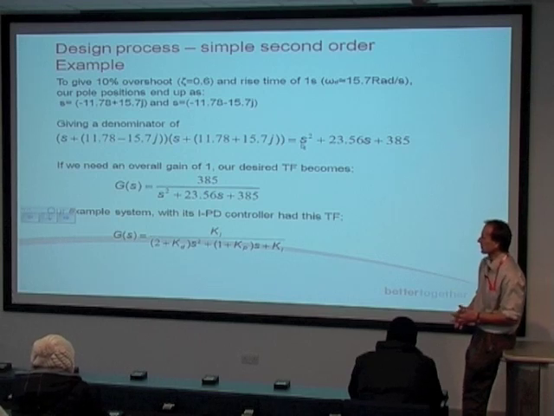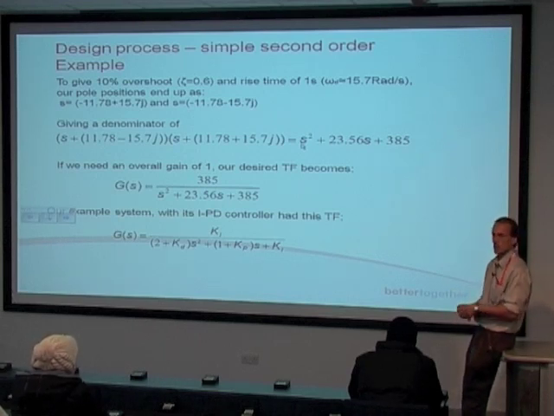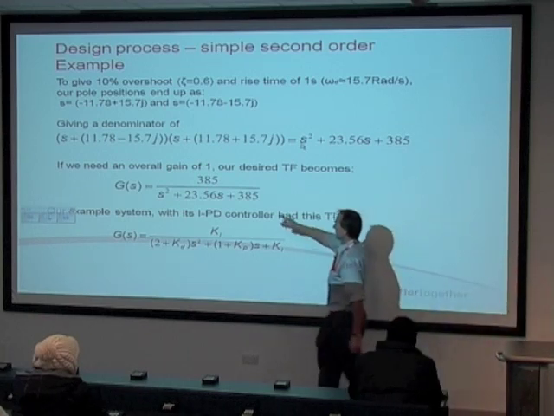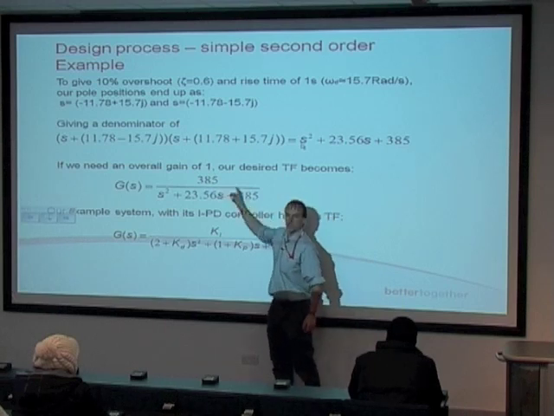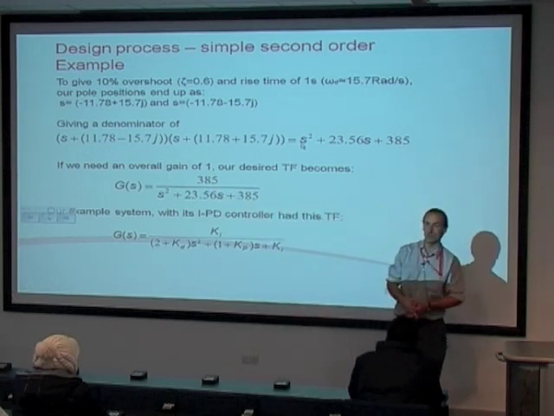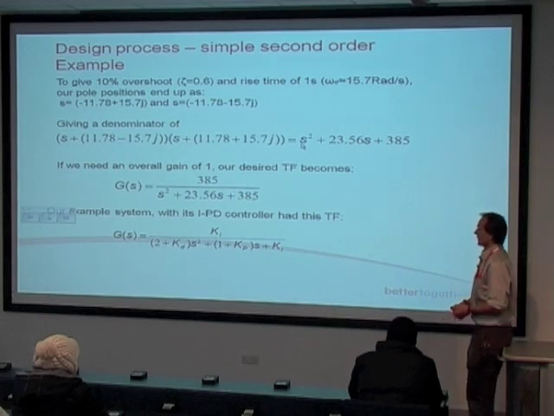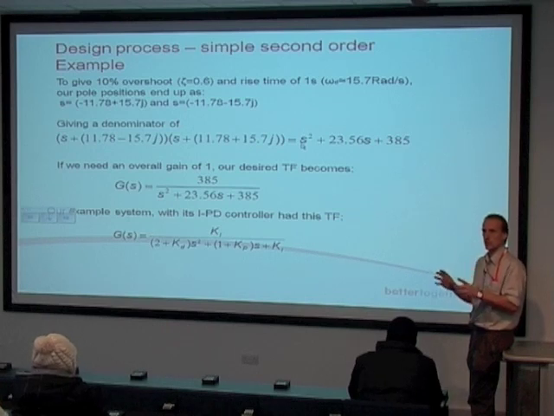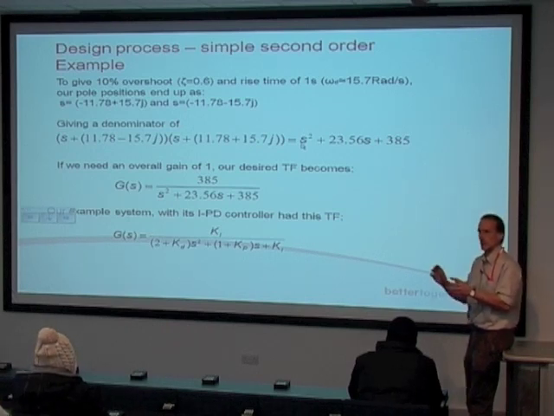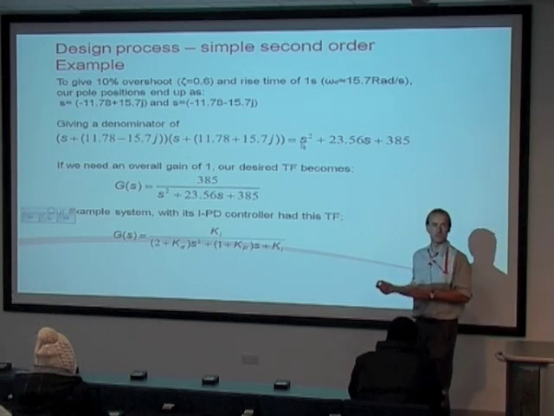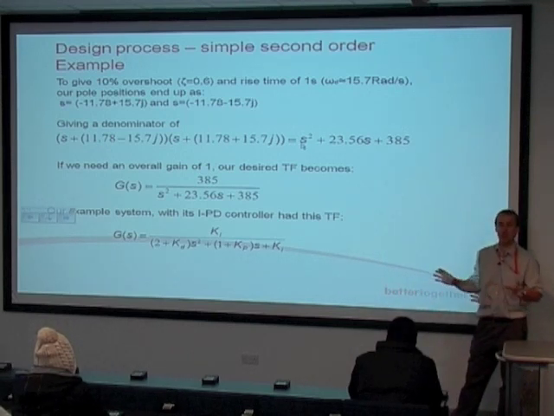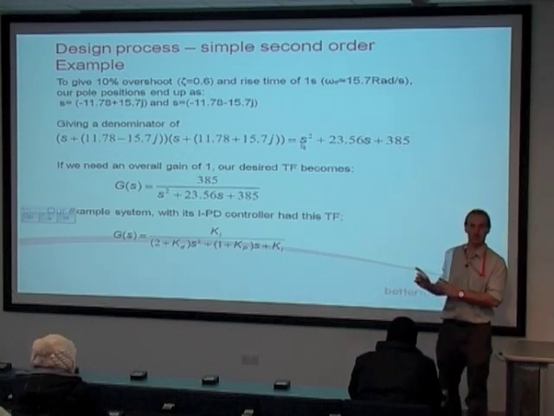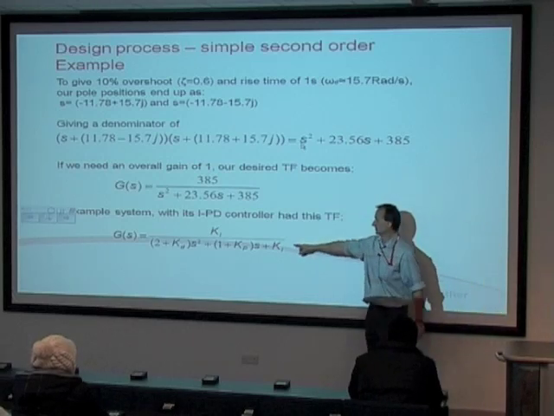Okay, let's say, for example, we need an overall gain of 1. That might well be specified in your design brief as well. And that means we need to make the numerator provide us with a gain of 1. In this case, 385 over 385. Okay, and that is the transfer function I would like to get in order to meet my design requirements. Okay, is everybody okay with that? That's what I want. What I've got is different. What I've got is this.